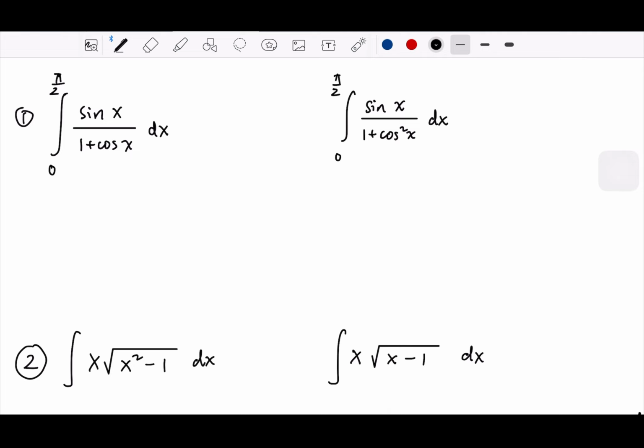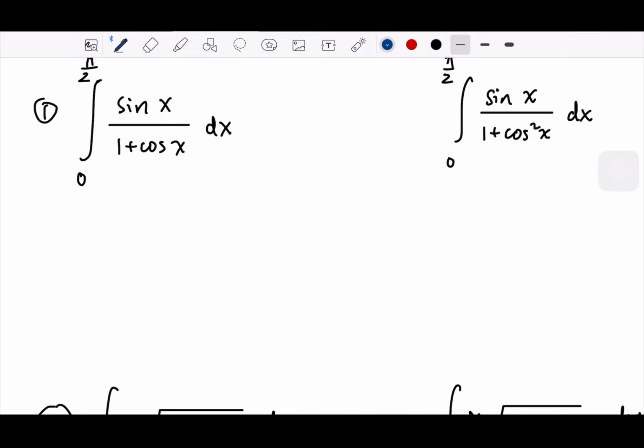So let me show you just one here, the top left. I think you need to continue tomorrow, so let me just show you in a quick way. Let u be 1 plus cosine x. So we will have du is negative sine x dx, right? So we could take this and then substitute the dx.